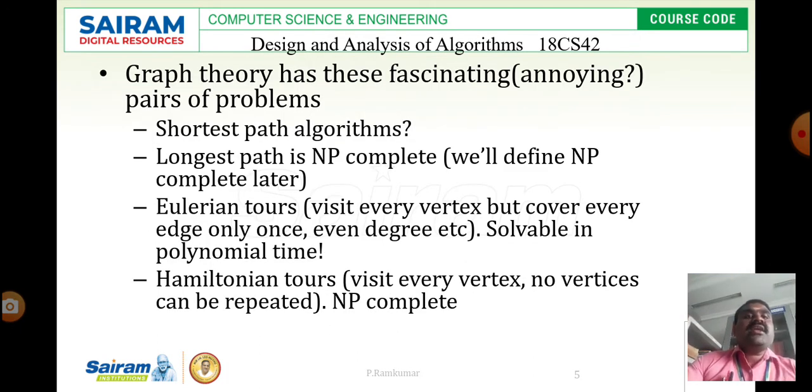Graph theory has some pairs of problems. One is the shortest path problem, and longest path is NP complete. Euler tour and Hamiltonian tour, those things are NP complete. When we evaluate this NP complete problem, we will have only two answers, either yes or no. That is decision making. So whenever there is any conditional part, we have to make the decision either yes or no. This is what this part reveals.